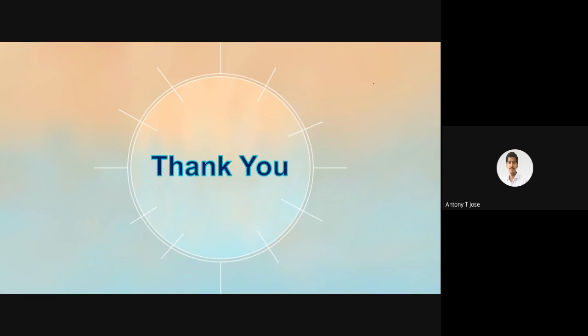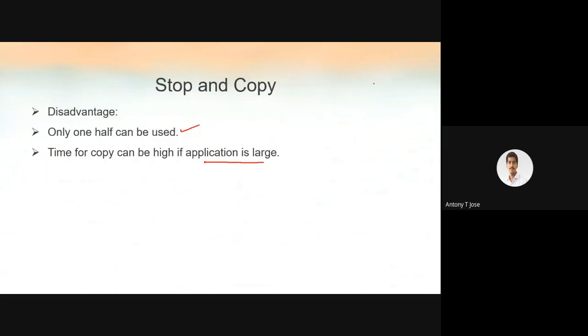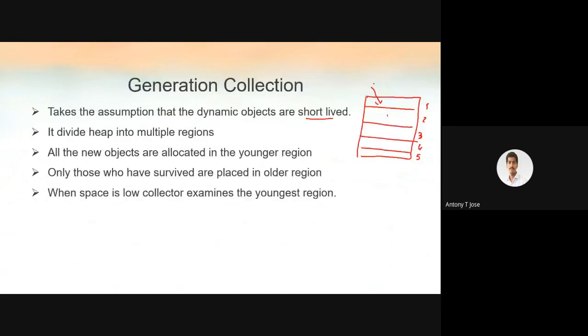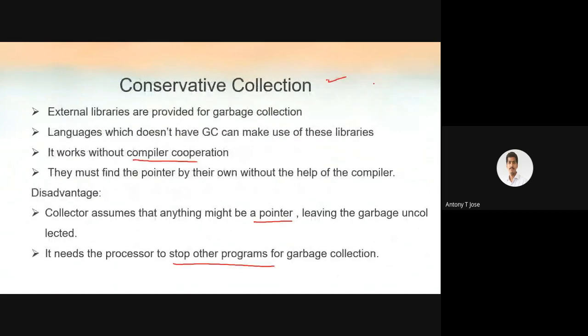Actually, garbage collection has two types. The first one is reference count, the second one is the tracing method. Under the tracing method we covered five: mark and sweep, stop and copy, pointer reversal, generation collection, and conservative collection. All these were the tracing methods.